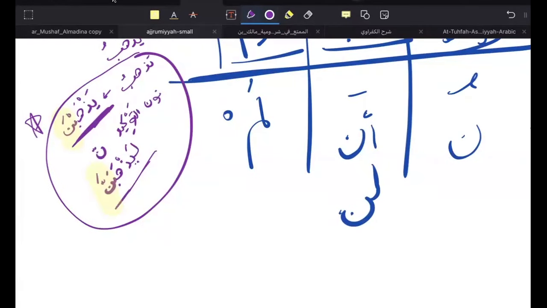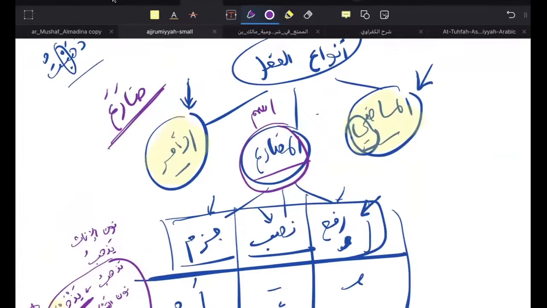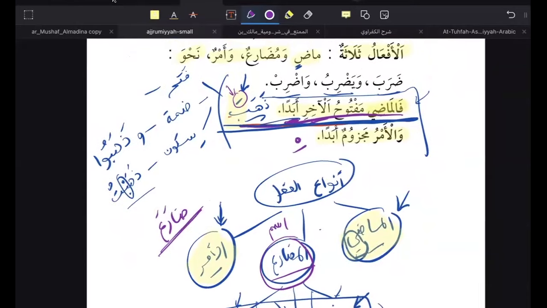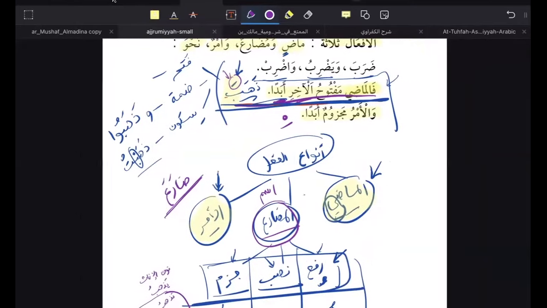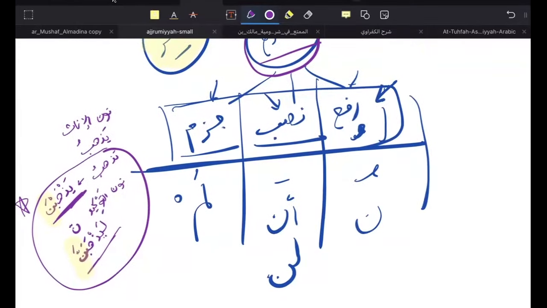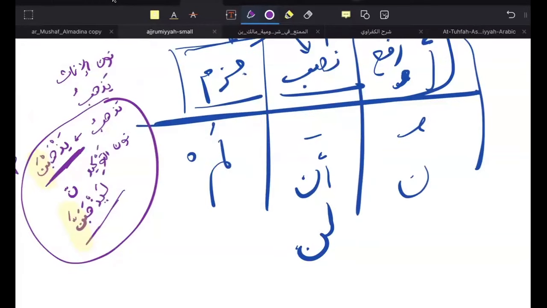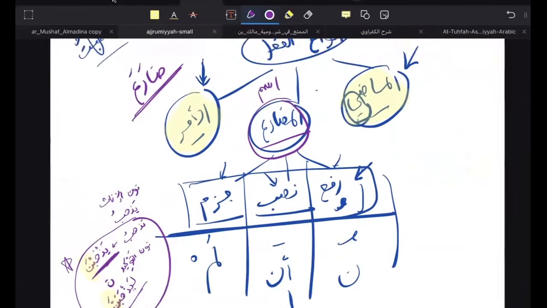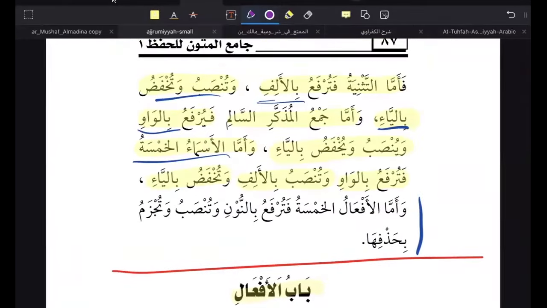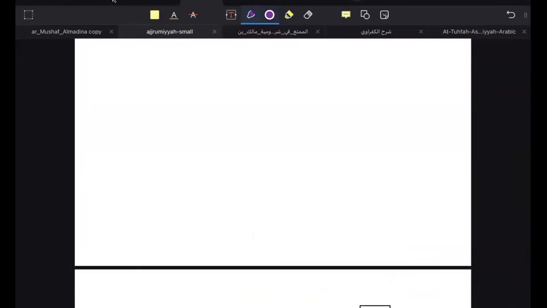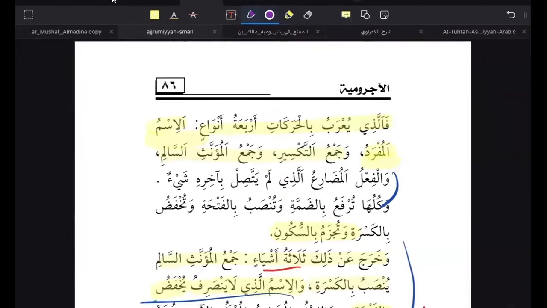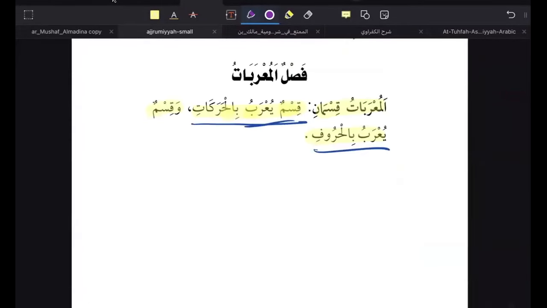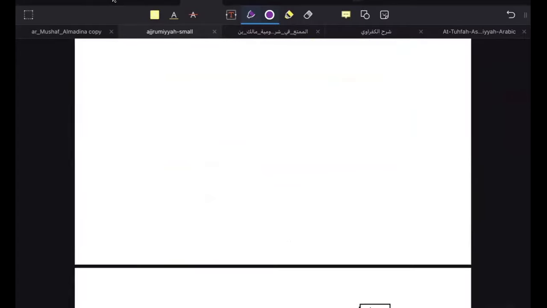This situation it will be mabni. Jameel. Anything else I'm missing here? No. So with that, now we can go back to reading, because now that we said the mudari' is mu'rab except for these two cases, now we have to say what are the states and how do we identify the states, with something that we have skipped from day one. And inshallah, today we'll finally get to read those things.